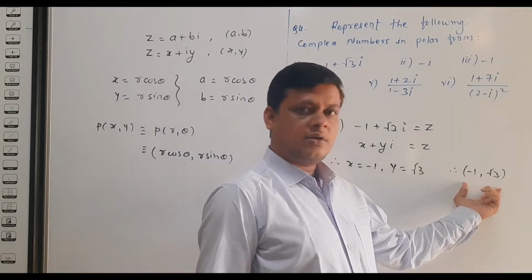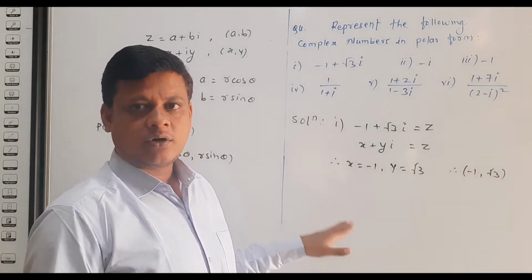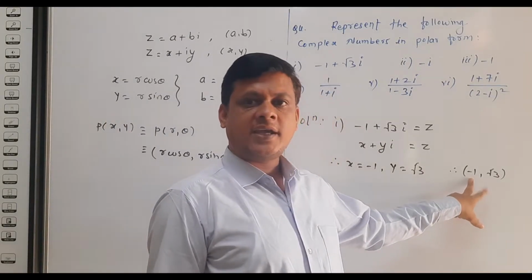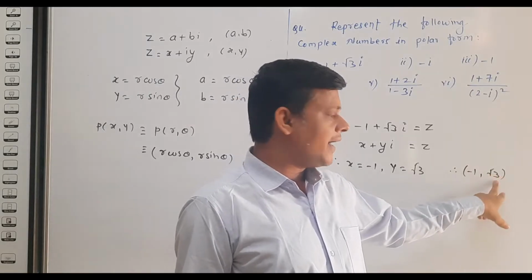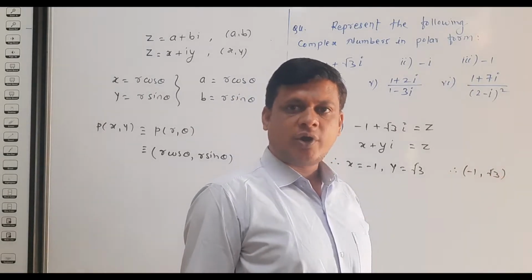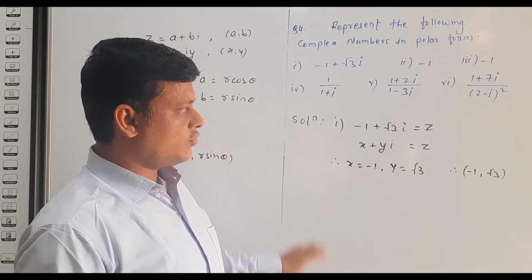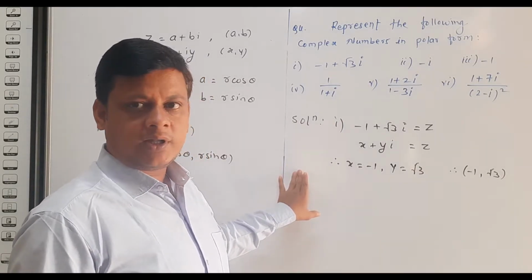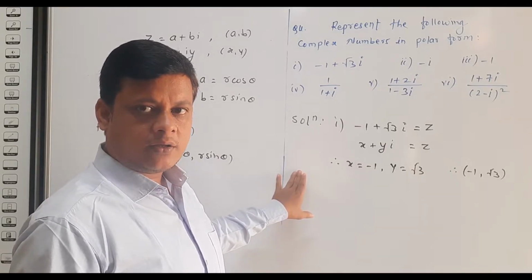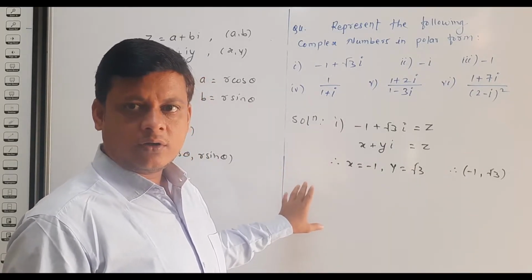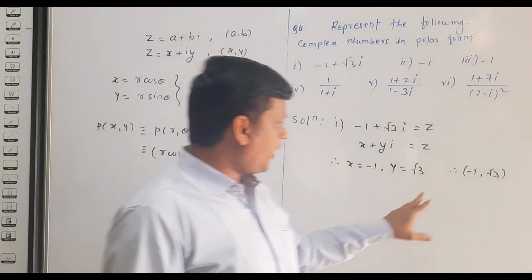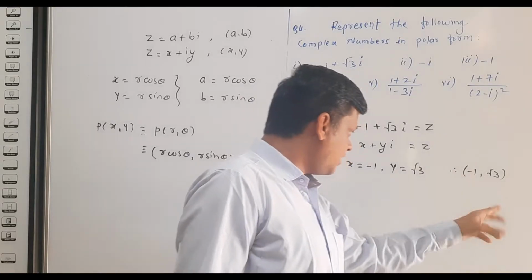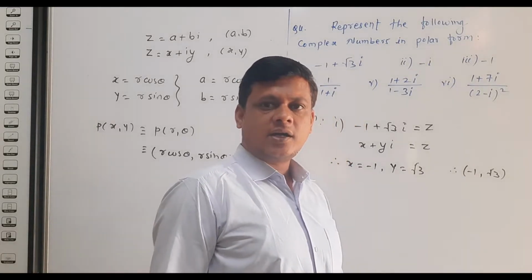Now first we observe whether this point lies in the first quadrant, second quadrant, third quadrant or fourth quadrant. Here the x coordinate is negative and the y coordinate is positive. That means this point lies in the second quadrant. So the angle calculated, that means theta, must lie between 90 and 180. Why not 90? Why not 180? Because the point does not lie on the x-axis or the y-axis. So this point must belong to the second quadrant.